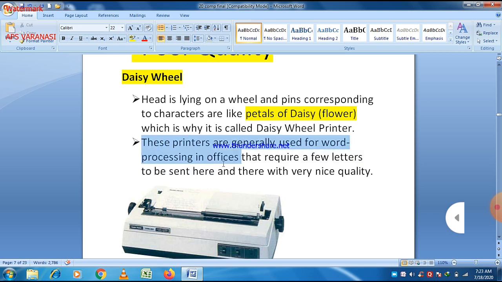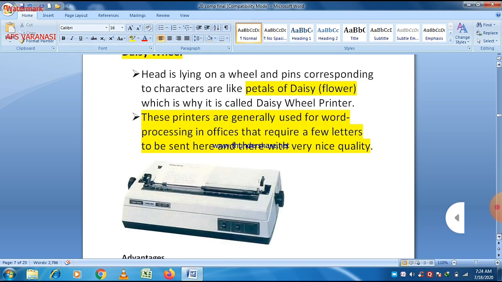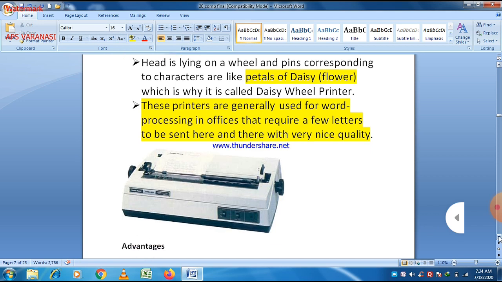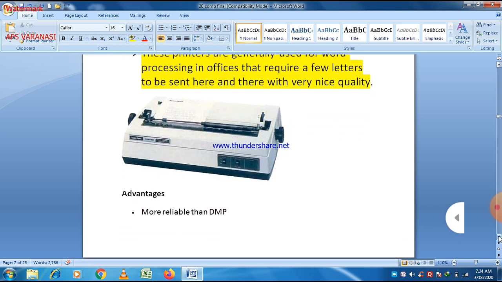The second important point is that these printers are generally used for word processing in offices that require a free letter to be sent here and there with a very nice quality. So quality is much higher as compared to a dot matrix printer, and they are generally used for word processing.